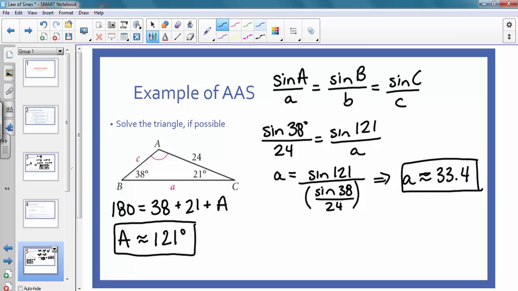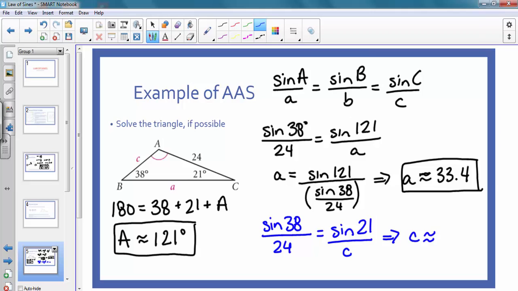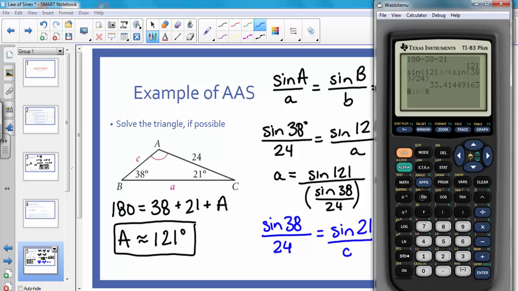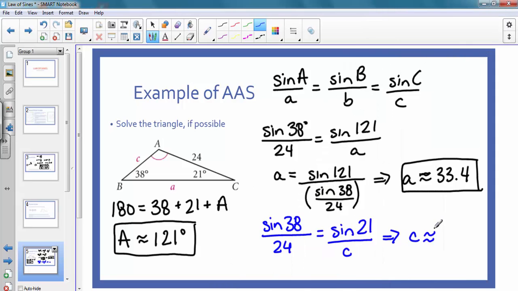Okay, and finally we need to solve for the side length C. So again, the sine of 38 over 24 equals the sine of angle C, which is 21, over my side C. And that's going to get me C is approximately the sine of 21 divided by the sine of 38 divided by 24. That gets me 13.97. So C is approximately 13.97.